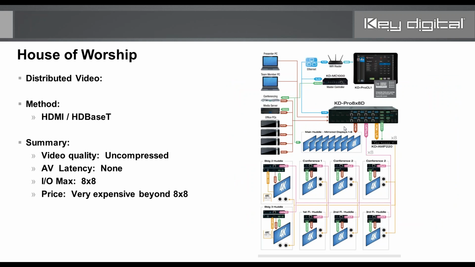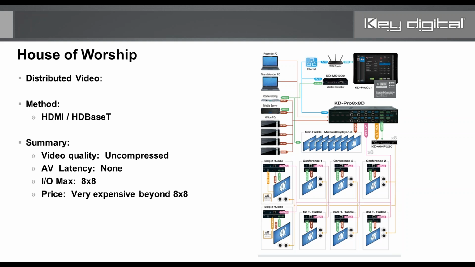So today's method of achieving this distributed video system will be with HDMI and HDBaseT. We'll showcase an all-in-one matrix system for HDMI and HDBaseT. Brand new release, as I mentioned, the KD Pro 8x8D, which is going to be able to deliver up to 4K resolution, 10.2 gigabits per second bandwidth, uncompressed.